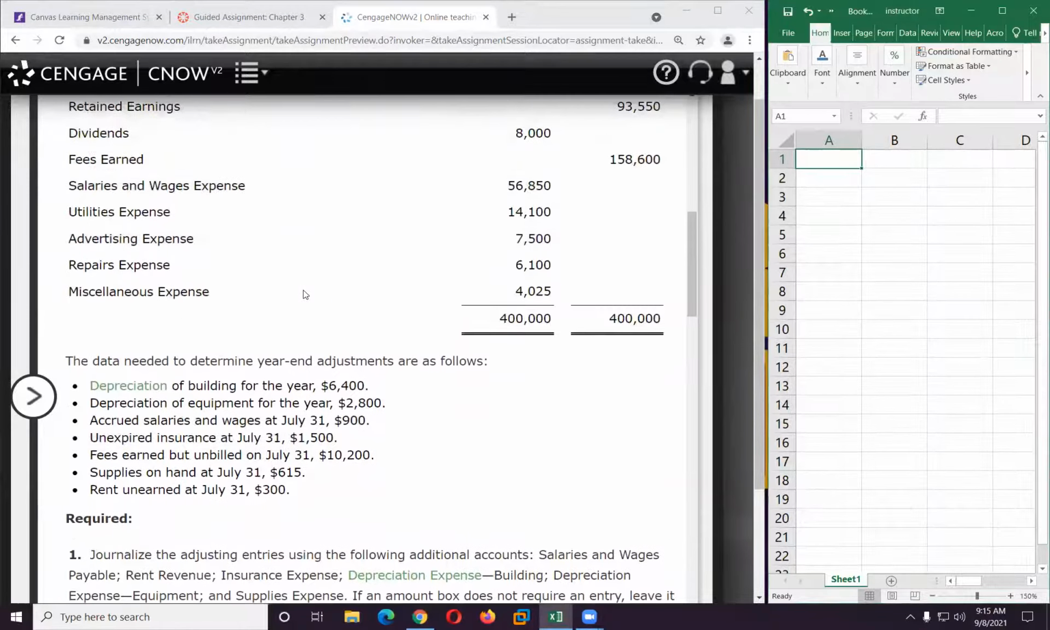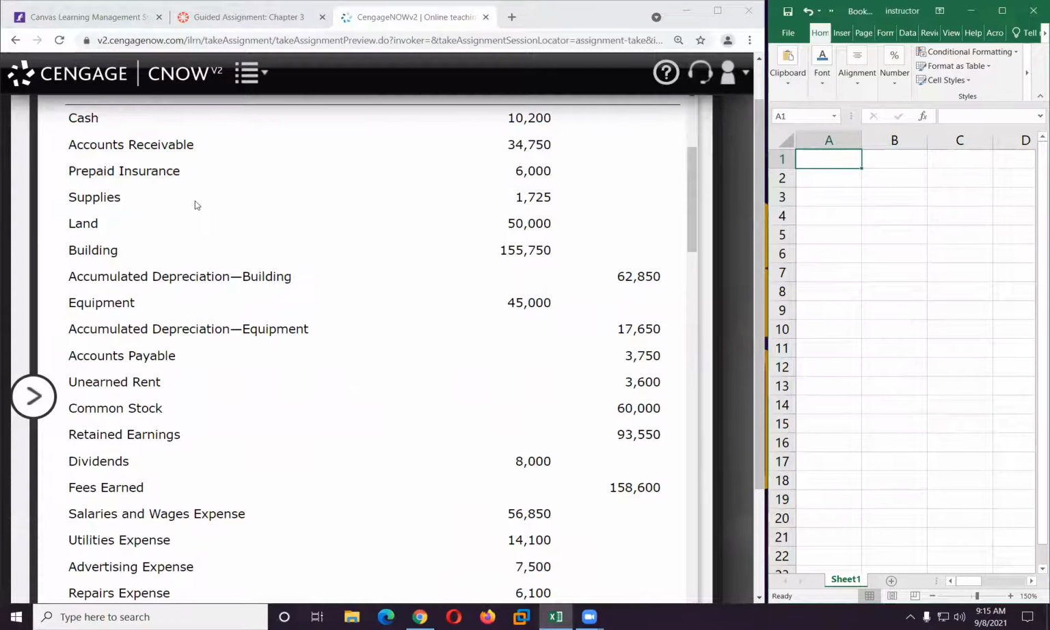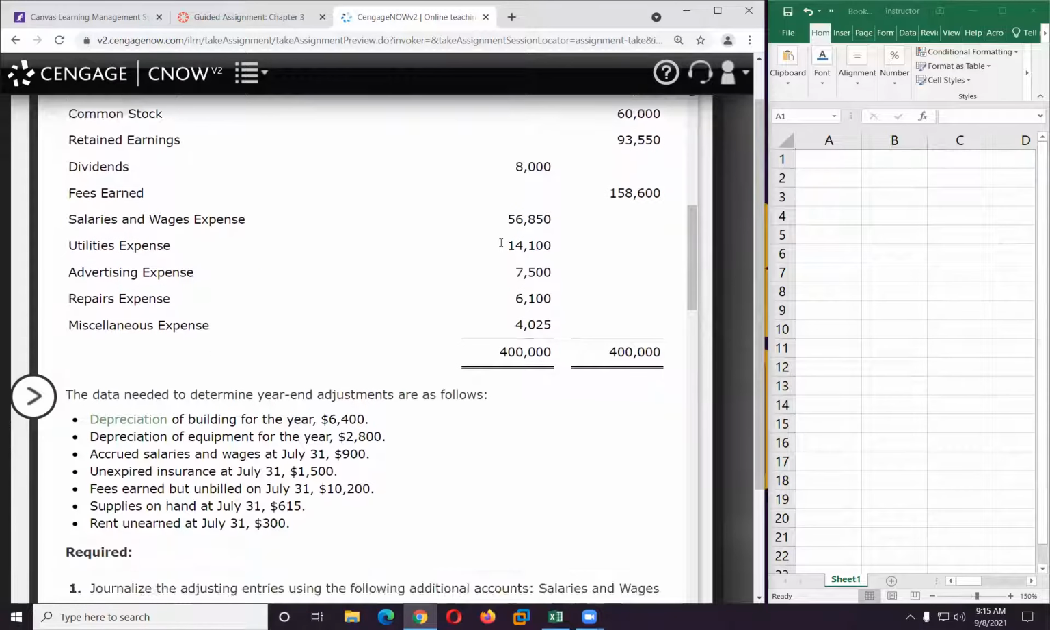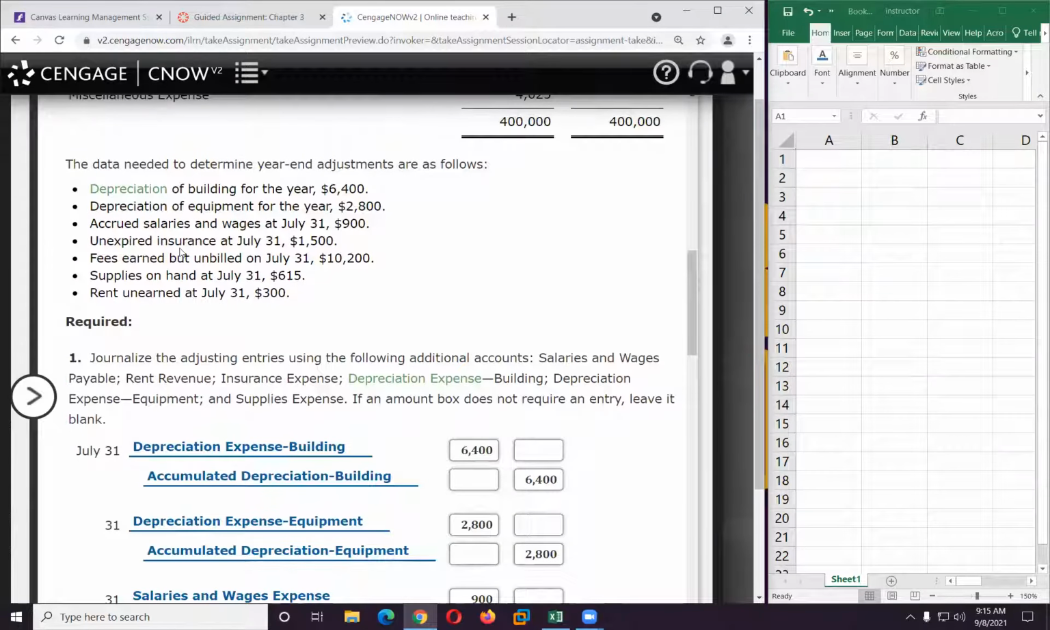is we have to go up and say, okay, so the balance in prepaid insurance at the beginning of the year, or at the end of the year before adjustments, was $6,000. Now this is telling me at the end of the year that I have $1,500 remaining that's unexpired. So the question is, how much did I use up, right? If I had 6,000 and now I have 1,500, how much did I use up? And the answer is 6,000 minus 1,500, which is 4,500, okay? So that's the amount of insurance I used during the year.